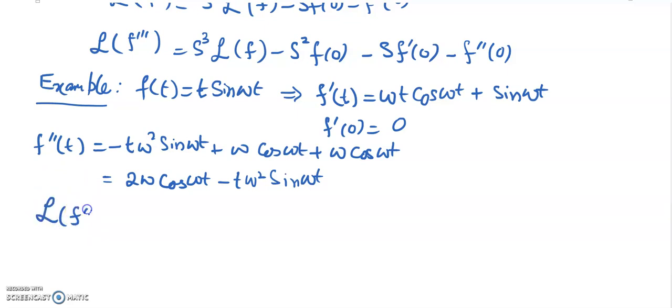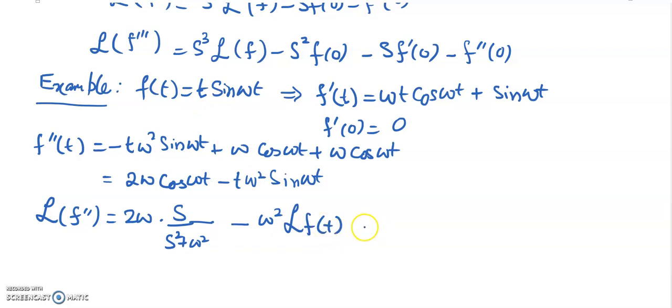Laplace of f double prime will be equal to the Laplace of this term. So what will be the Laplace of this term? For this we have 2 omega as a constant, and the Laplace of cosine omega t, we already know that it is s over s square plus omega square. And then for this term we can take omega square as common outside, and then we can represent that this is the Laplace of t times sine omega t, but t times sine omega t is our initial function, so we can simply say that it is the Laplace of f of t.